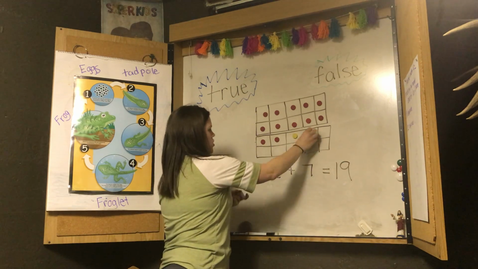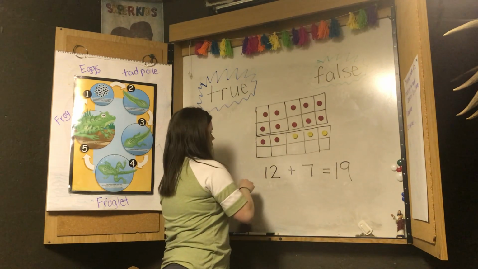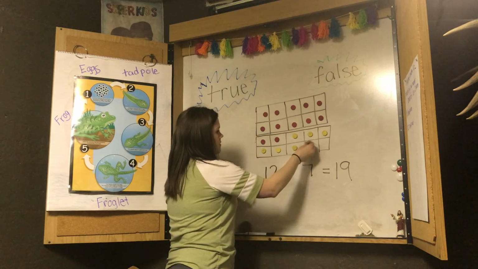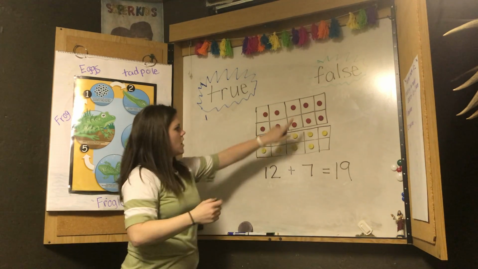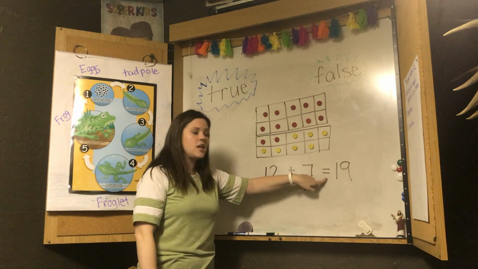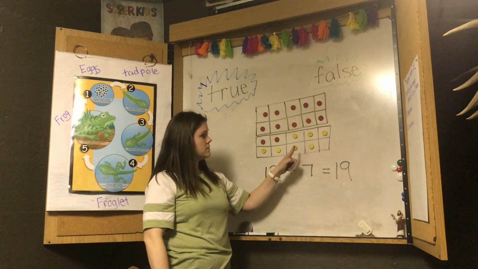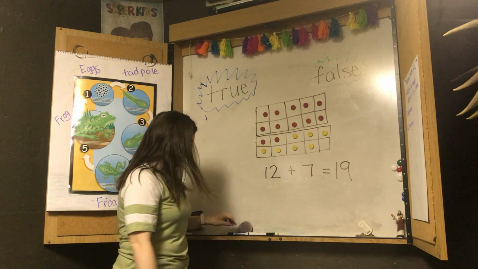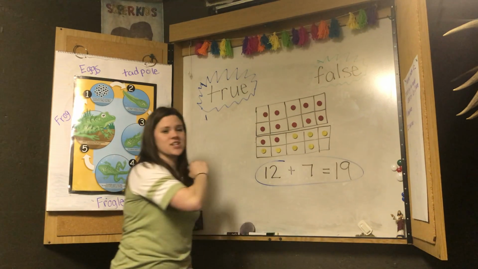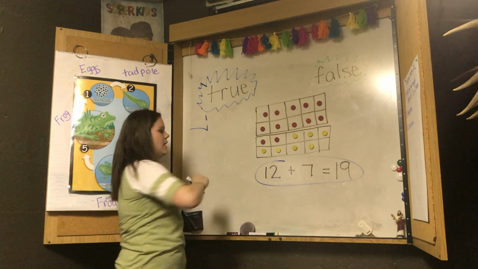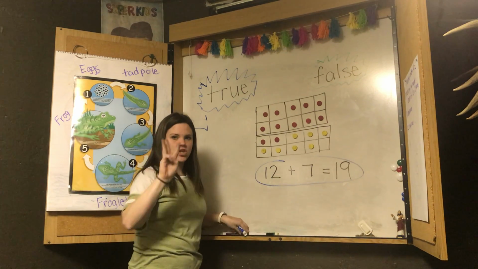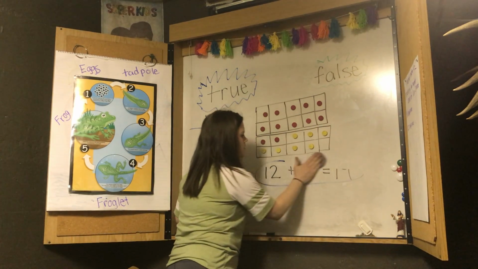1, 2, 3, 4, 5, 6, 7. Are 12 reds and 7 yellows, 12 plus 7, equal to 19? Yeah, we got another true statement. This time a true addition statement. Super work, guys. Let's move on to number 3. That one was easy peasy for us.